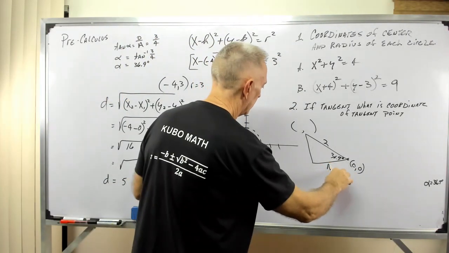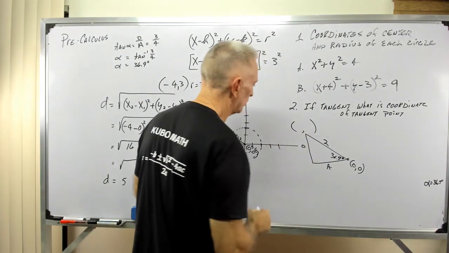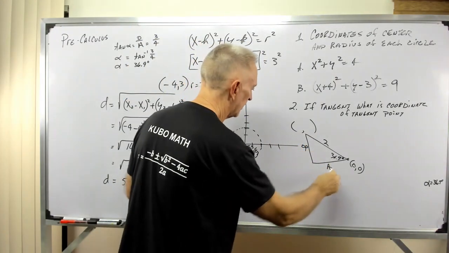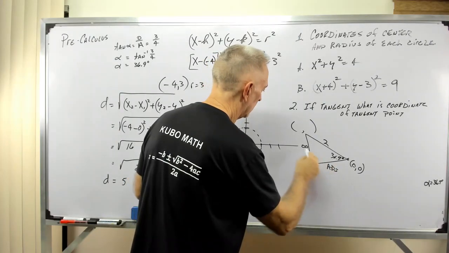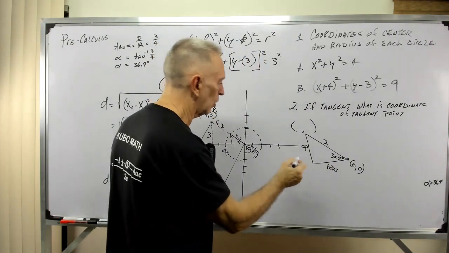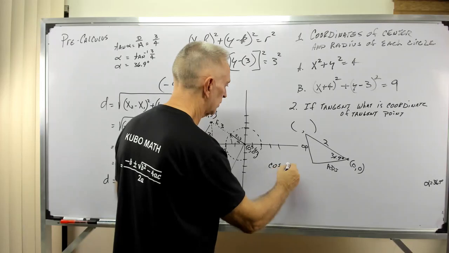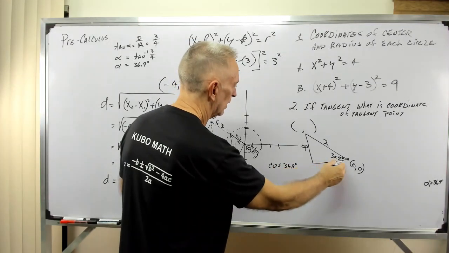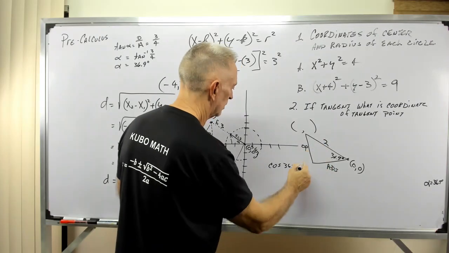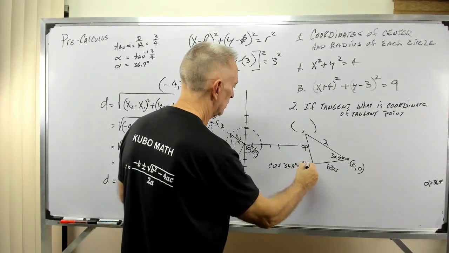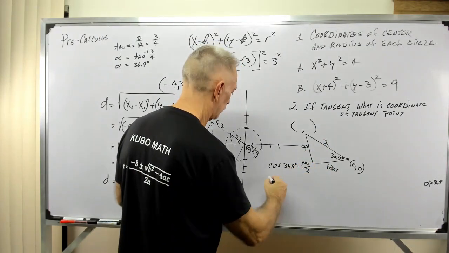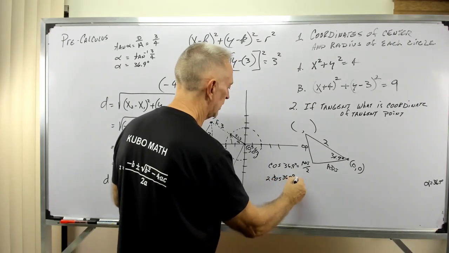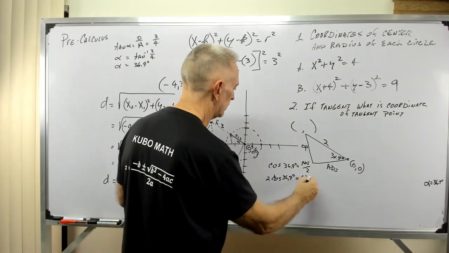So here I've got an adjacent side and an opposite side. I guess I should put a P there. ADJ and OP. All right, so cosine of 36.9 degrees equals adjacent divided by 2. So 2 cosine 36.9 degrees equals the adjacent side.